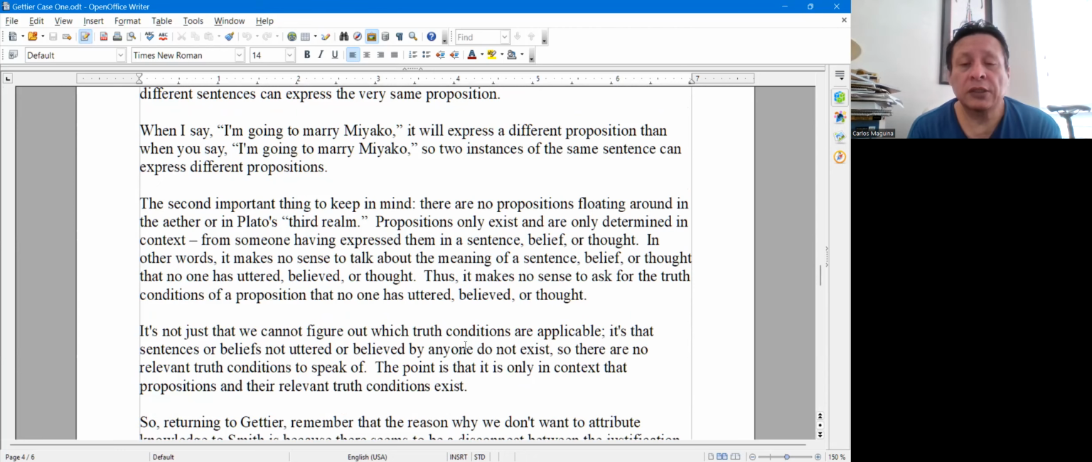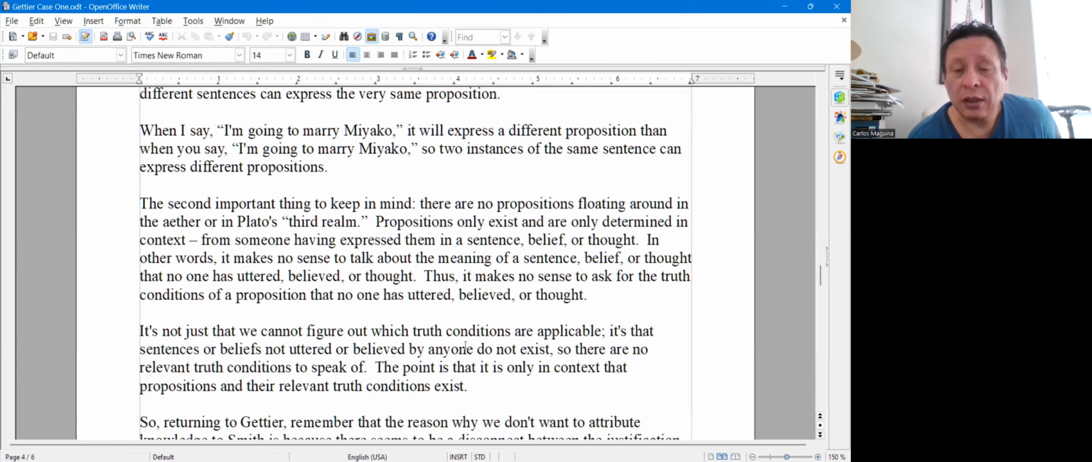The second important thing to keep in mind is that there are no propositions floating around in the ether or in Plato's third realm. And what I mean is that propositions only exist. Remember, propositions are the meanings of sentences or utterances or beliefs or thoughts, right? Propositions only exist and are only determined in context from someone having expressed them in a sentence or in a belief or in a thought. In other words, it makes no sense to talk about the meaning of a sentence, belief, or thought that no one has uttered or said or believed or thought.